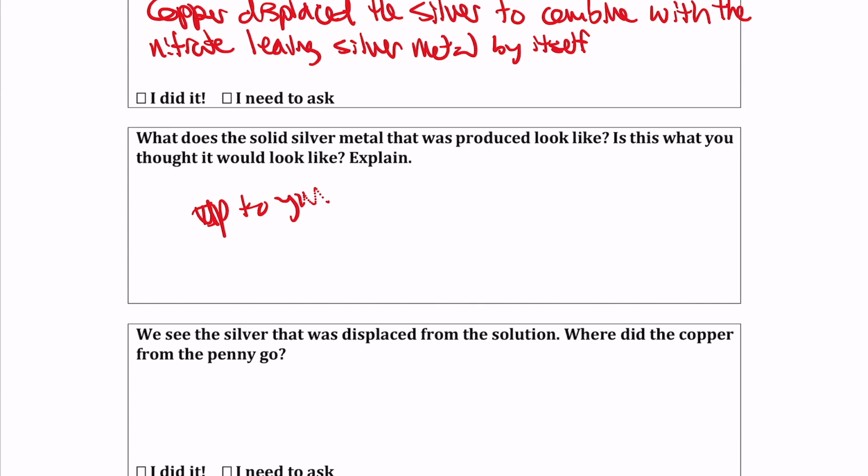So we see the silver that was displaced from the solution, right? It's clearly there. Where did the copper from the penny go? And so this question, I hope, is obvious to you after watching the video, but the copper is now in solution. It is dissolved into the solution and is with the nitrate, hence the blue color. And so, like the silver was to begin with, the copper is now with the nitrate dissolved in the solution.